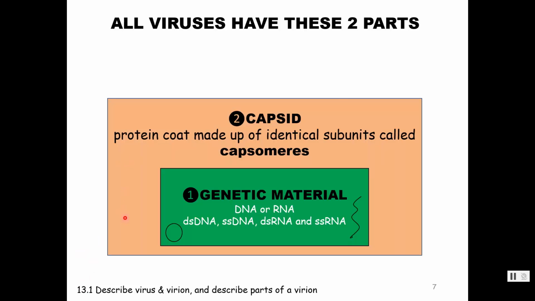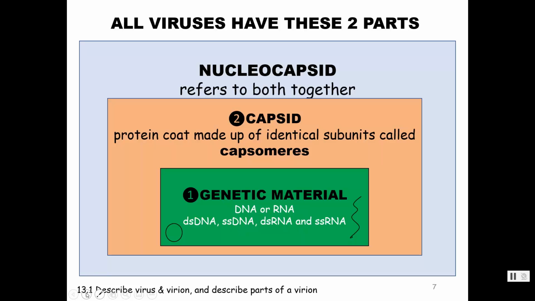All viruses surrounding their genetic material will also have a protein coat called the capsid. The capsid is going to be made up of identical subunits called capsomeres. If we're talking about the genetic material and the capsid, the term for that is the nucleocapsid. And that kind of makes sense. The nucleic acid and the word capsid is fused.